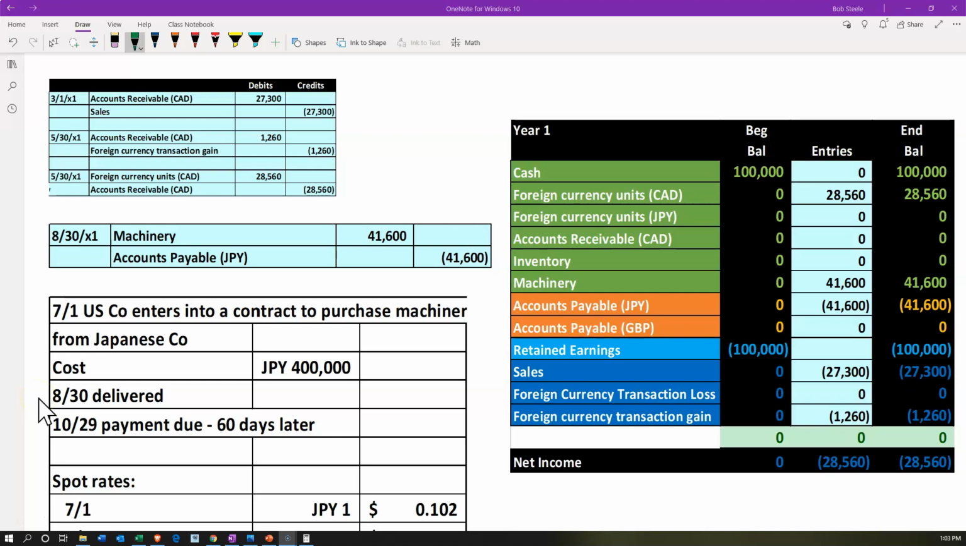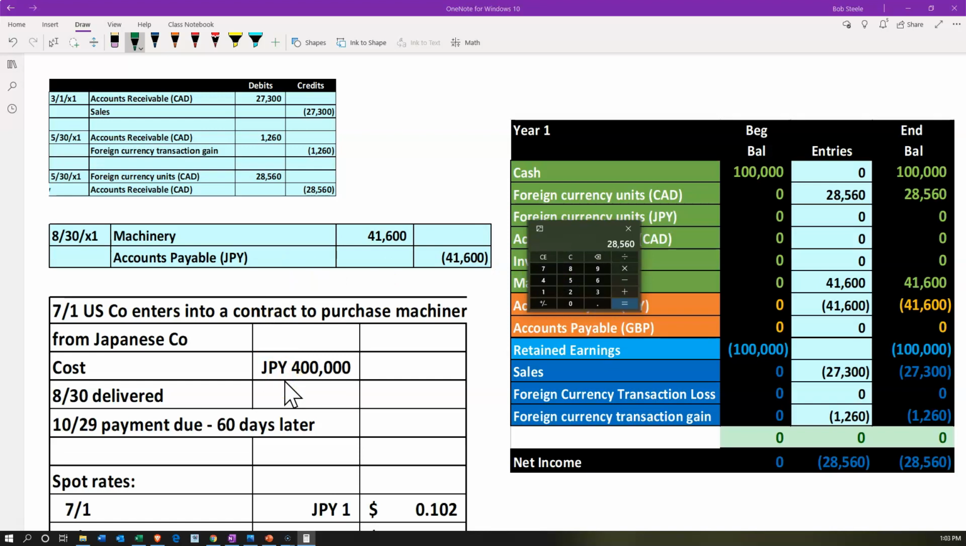We're going to say now the delivery happened on 8/30, but it's not going to be paid for until 10/29, or 60 days later. So then we're going to put the machinery on the books, and we're going to record the payable at this point in time on 8/30. Now to do so, let's take a look at our calculations once again, because we're going to make the payment in yen. The price is 400,000 yen. So we're going to pay this 400,000 yen.